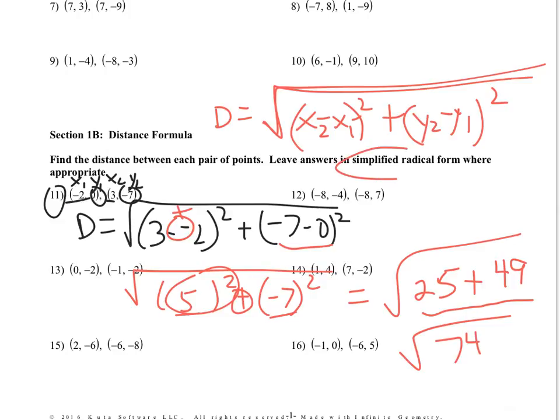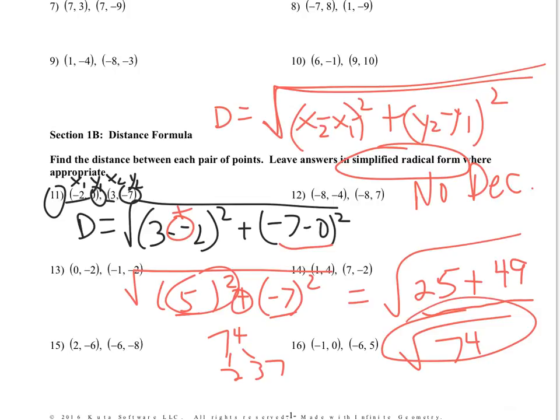And notice it does say leave answers in simplified radical form, so that means no decimals. So 74, if I broke 74 down, just to see if I could simplify that radical at all, it's 2 times 37, and 37 is prime, there are no pairs. So this one we'd leave as square root 74.